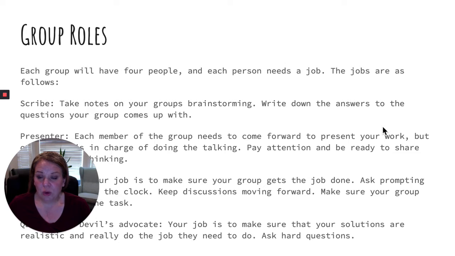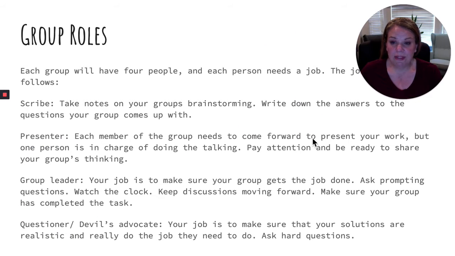So each group is going to have 4 people in it, and everybody's going to need to have a job. Here are the jobs. First person is going to be the scribe. So you're going to be wanting to take notes on everything your group says. Your group's going to have to answer some questions. It's going to be your job to write those things down. So you're going to need to be paying attention so you can write down what your group comes up with.